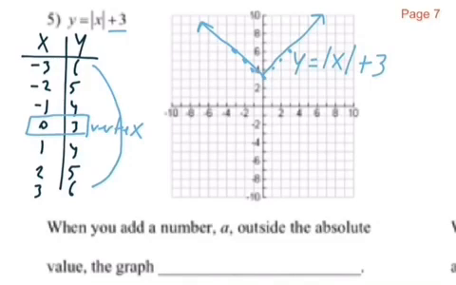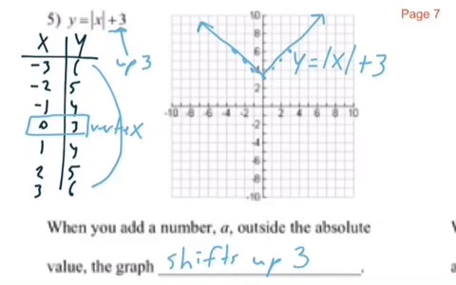On the bottom, it says when you add a number outside, what happens to the graph? In this case, the graph shifts up 3. Because again, when you have a number on the outside, it will be a vertical shift in the same direction, which is why the entire graph shifted up 3.